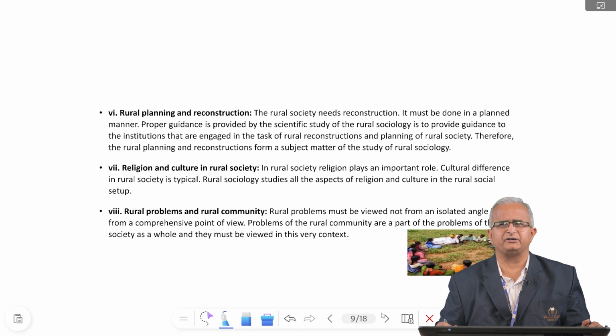Rural planning and reconstruction. Each and every village has to be reconstructed. That means in the developmental process there should be a modification, a change from the existing condition. For that we need reconstruction, and for that you need planning. Planning and reconstruction become part of the subject of rural sociology. And religion and culture also, because the farming community is affected by religion and culture. We study both as a subject matter of rural sociology.